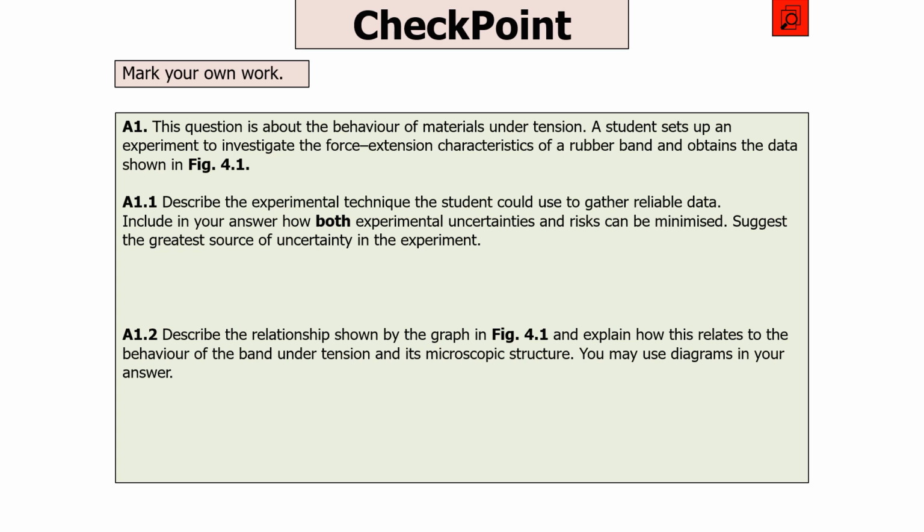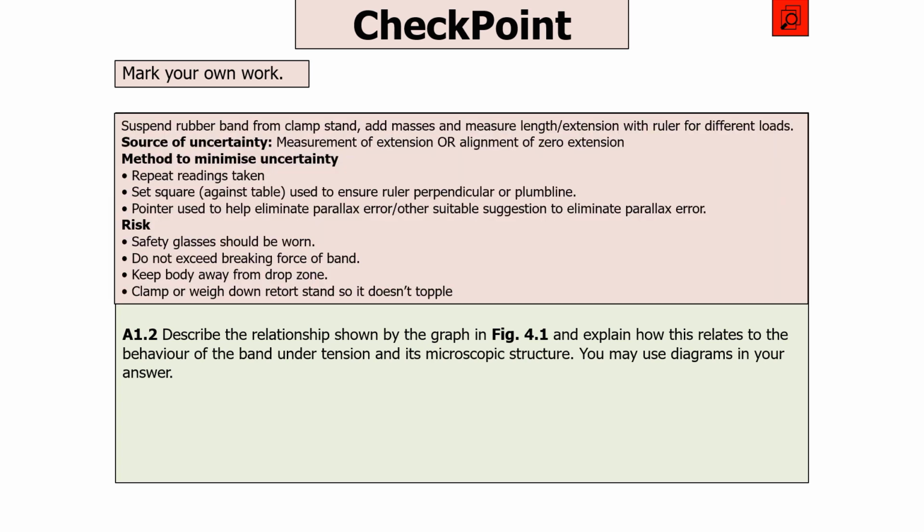Right, so for this particular investigation, you would suspend a rubber band from a clamp stand and then add masses and measure the extension with a ruler for different loads. Now the greatest source of uncertainty is the measurement of the extension of the rubber band, aligning it so that there's actually zero extension when there's no mass placed upon it. You can minimise this by taking repeats and calculating an average. You can have a set square against a table to ensure the rule is perpendicular, or use a plumb line, or you could use a fiducial marker to help eliminate parallax error.